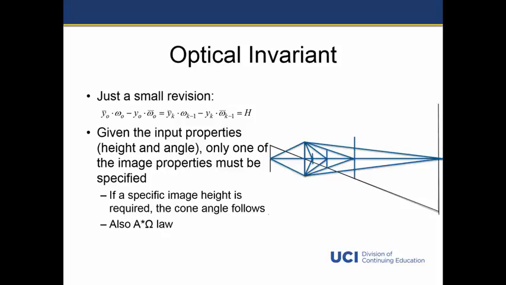Okay? So given the input properties in terms of height and angle, I can only specify one of the image properties. So if I want to have an image of a particular height, then the cone angle, the acceptance cone angle, again the numerical aperture if you will, is defined. Okay? If I want a smaller object, I'll have to have a larger numerical aperture. If I want a small numerical aperture, then I must accept a larger image. This is also referred to as the A omega product law that tells us that the product of the area and the angle is a constant as the light propagates through our optical system.